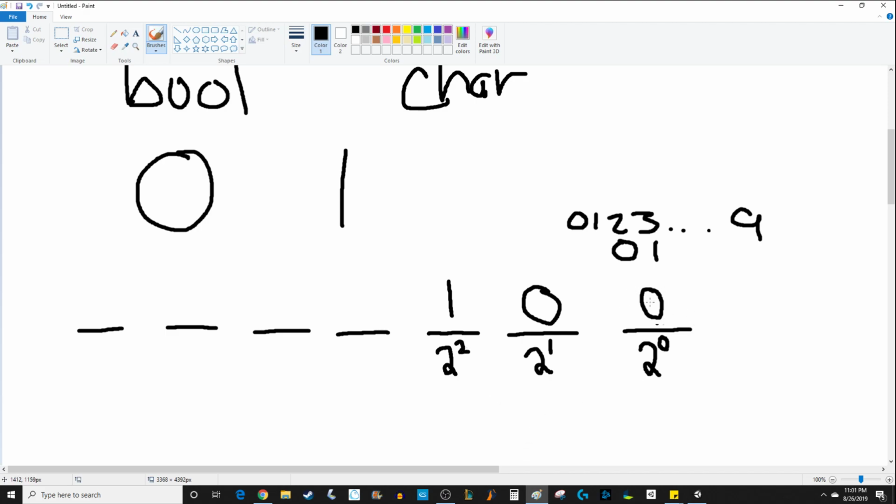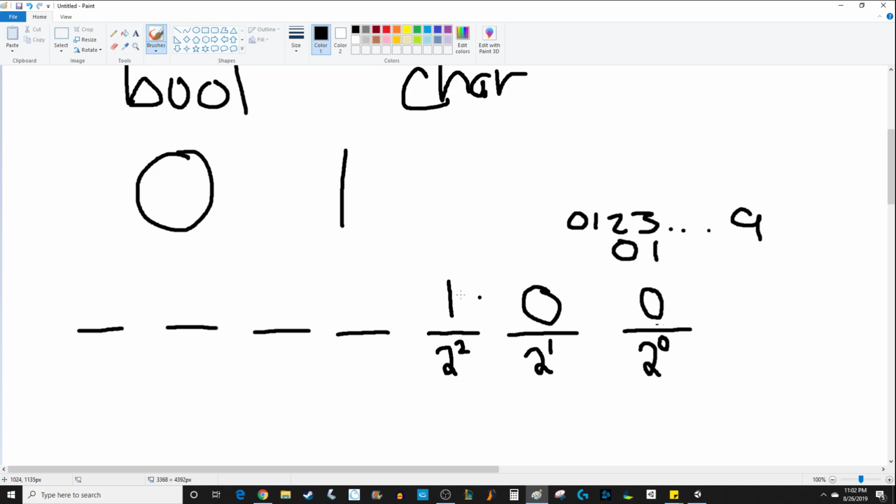So every number in this place would be a multiple of 2 to the 0 power. So currently we have 0 of those. Every digit in this place would be a multiple of 2 to the 1 power. So currently we have 0 of those. And then every digit in this place is a multiple of 2 to the second power. So we have 1 of those.